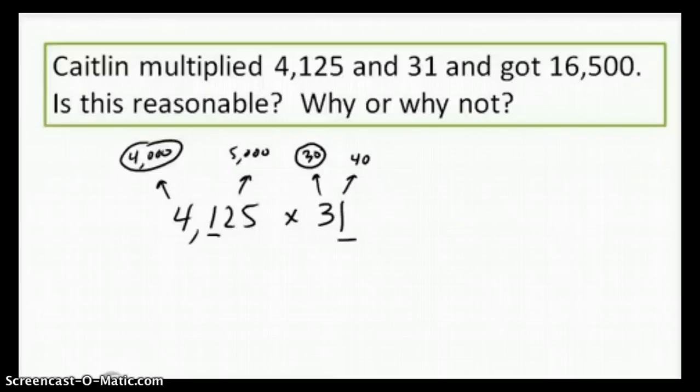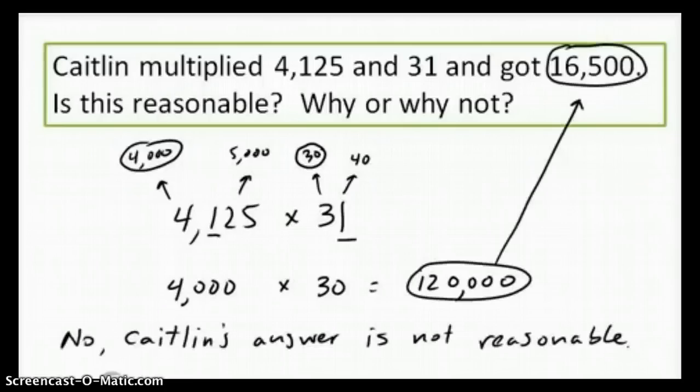So I'm going to multiply 4,000 times 30. 4 times 3 is 12. I have 4 zeros in my problem, so I get 120,000. Was Caitlin's answer reasonable? No. Caitlin got a product of 16,500 when our estimate was 120,000.